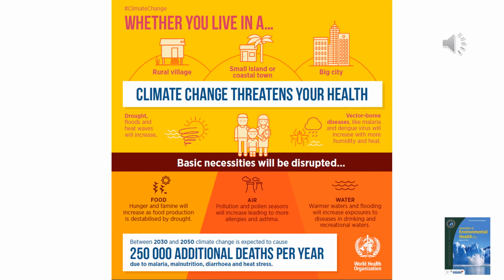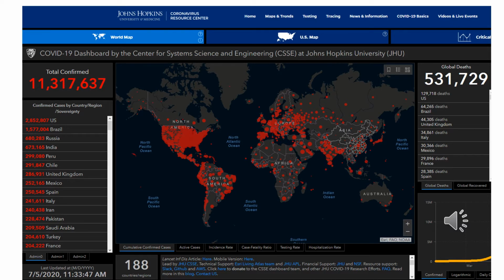And in the 20 years between 2030 and 2050, climate change is expected to cause 250,000 additional deaths per year due to malaria, malnutrition, diarrhea, and heat stress. This equates to 685 additional deaths each day for 20 years. Pandemics, like the COVID-19 pandemic we're currently experiencing, are likely to become more common as a result of climate change and agricultural practices.